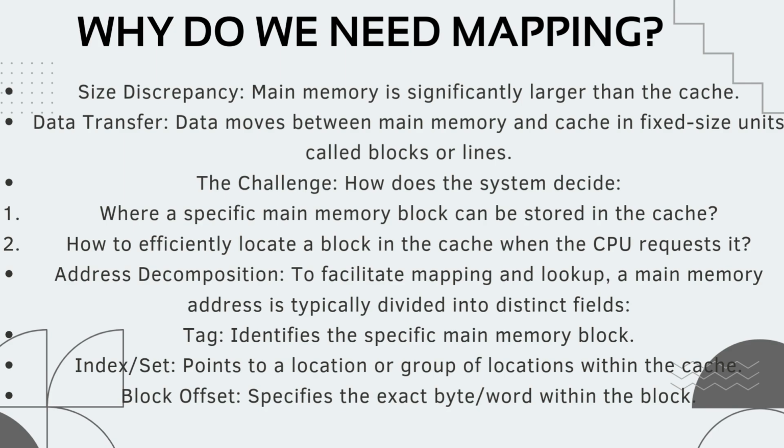The challenge is twofold. First, in the smaller cache, where can a specific block from a large main memory be stored? And second, how can the CPU efficiently locate the block in the cache given its main memory address? To solve this, a main memory address is typically decomposed into distinct fields: a tag, an index or set, and a block offset. These fields are crucial for the various mapping techniques we will discuss.